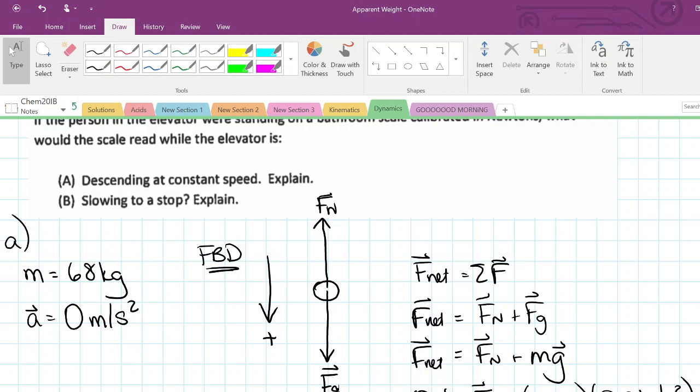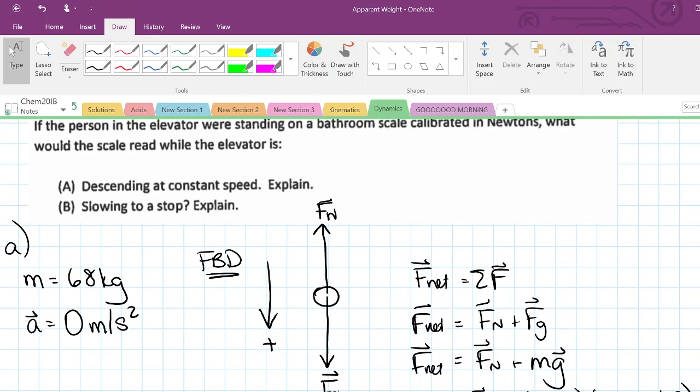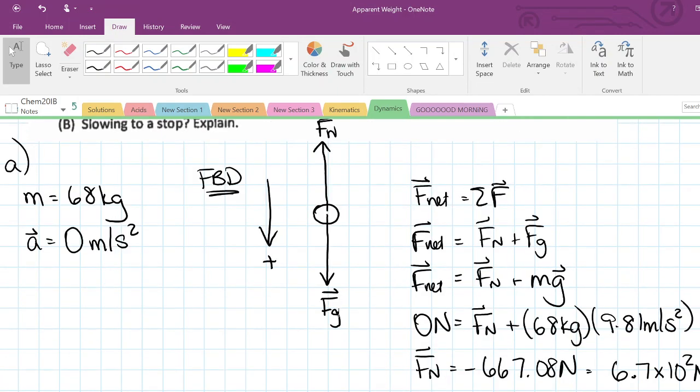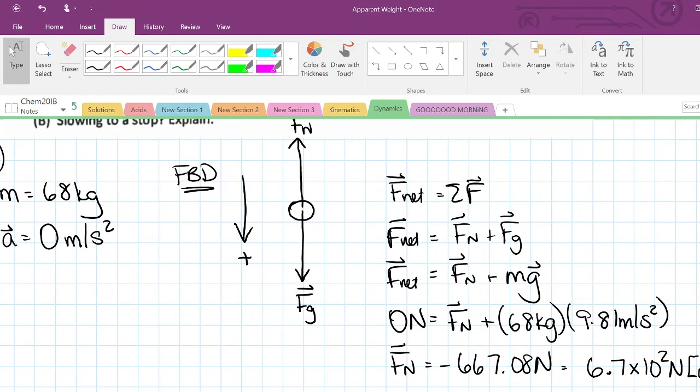So we know that we're moving at a constant rate. So we know our acceleration is 0, which means that our net force is 0. Force normal, we don't know. We know our mass, and we know that our acceleration is 9.81 meters per second down. And we've set down as positive, so I'm keeping that as positive. And if I solve for force normal, I get that normal force is 667.08 newtons negative, or 6.7 times 10 to the 2 newtons up.